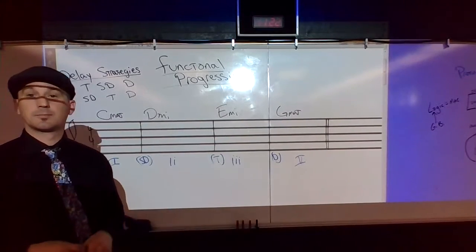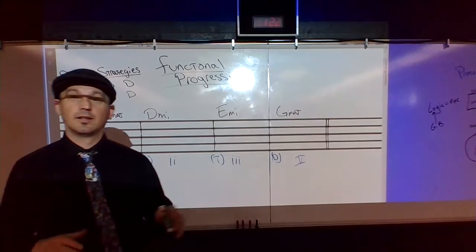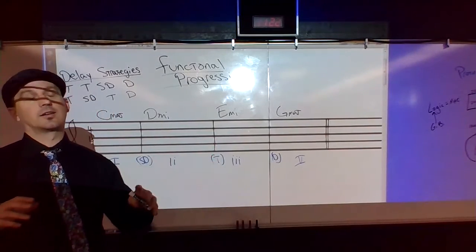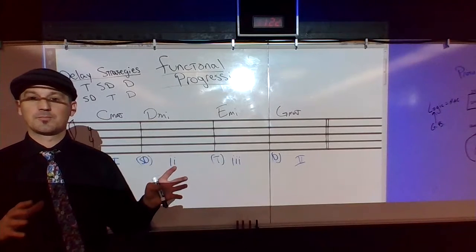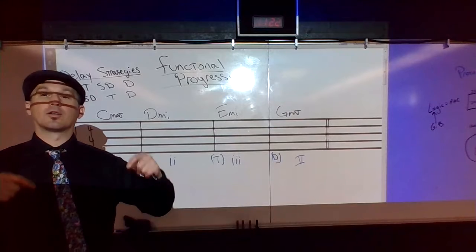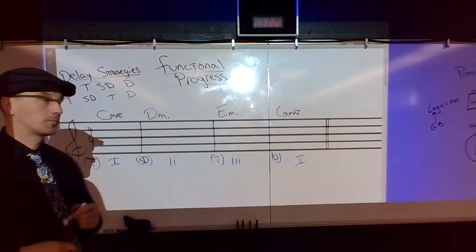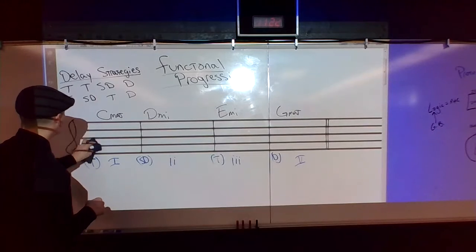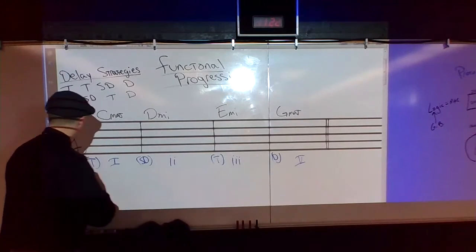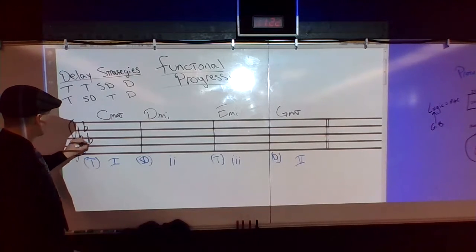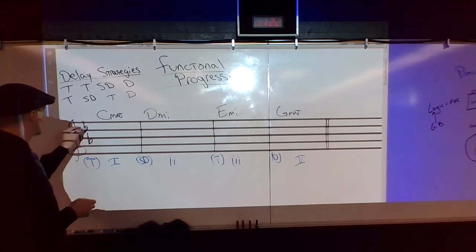Let's transpose it. So transposing, remember, is defined as we take that collection of chords, and then we actually move all of them, in the same order, to a new key. So let's go to the key of, I don't know, how about E flat? E flat's a good key. So I have to know my key signature. My key signature is B, E, and A flat.